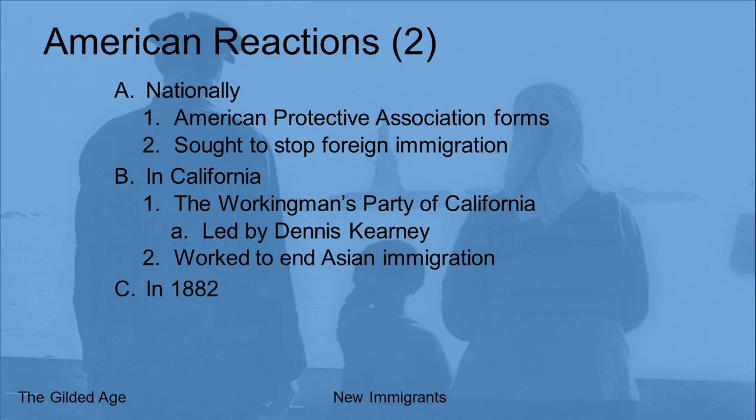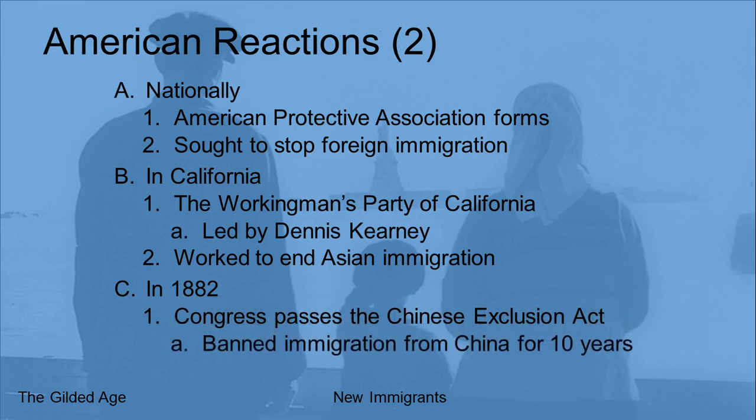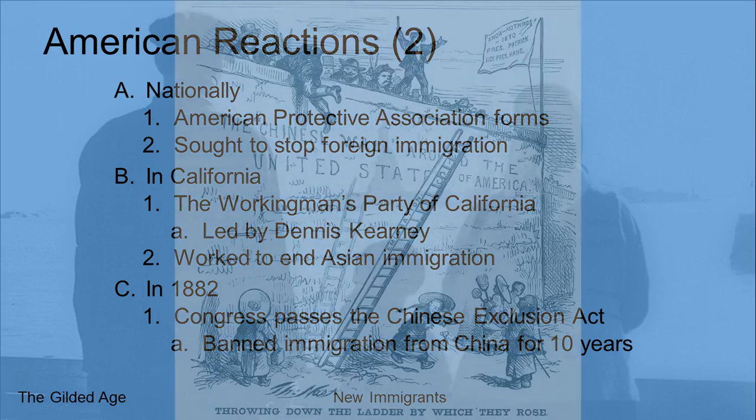In 1882, they are successful. In 1882, Congress passed a law called the Chinese Exclusion Act. Its purpose was to ban immigration from China, originally for 10 years. It was later extended, and then finally it was made permanent. Officially, Chinese immigrants were banned from coming to the United States until 1943.